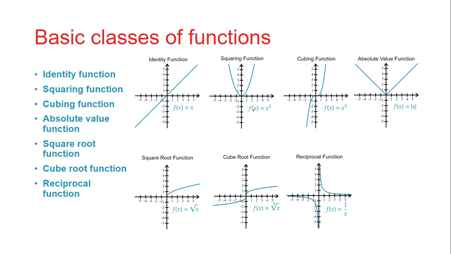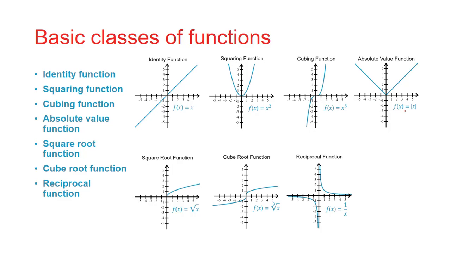The squaring function is y equals x squared. Again, I can plug in values to figure out what happens, but (0, 0), (1, 1), (2, 4), (-1, 1), (-2, 4) are on that graph. The cubing function is y equals x cubed, so I will cube my input: (0, 0), (1, 1), (2, 8), (-1, -1), (-2, -8) are ordered pairs on that graph.